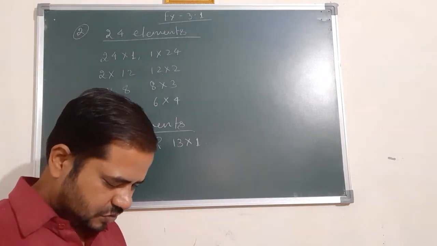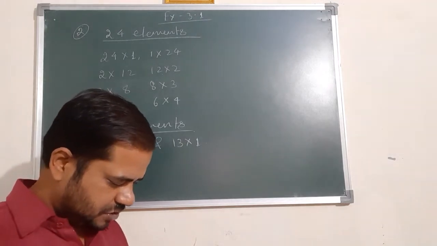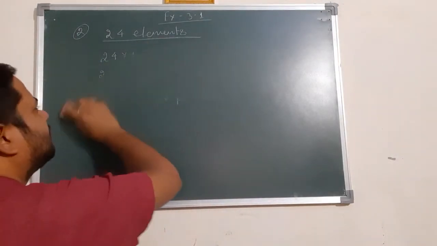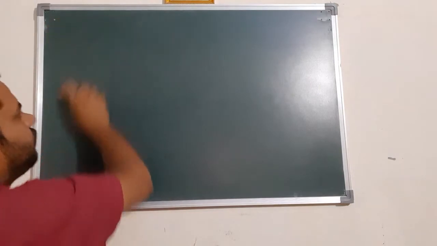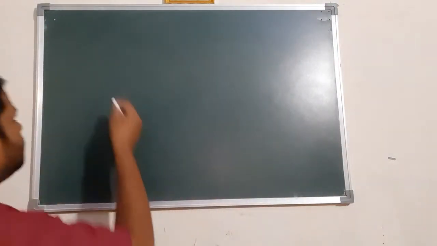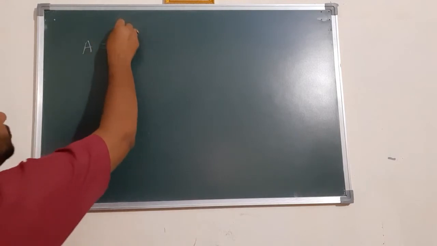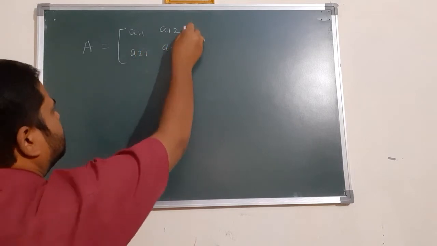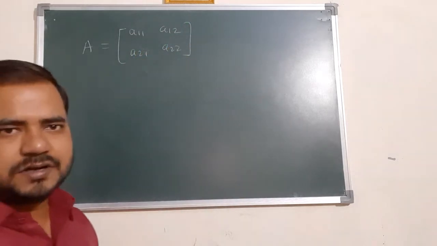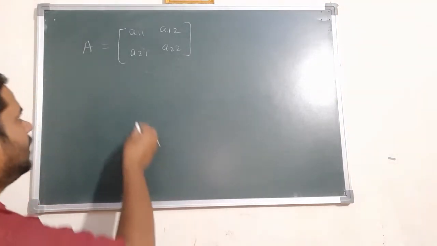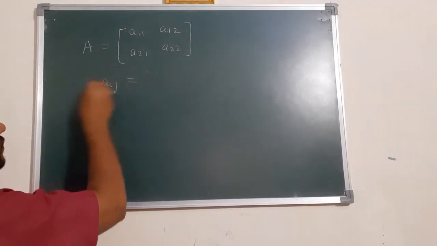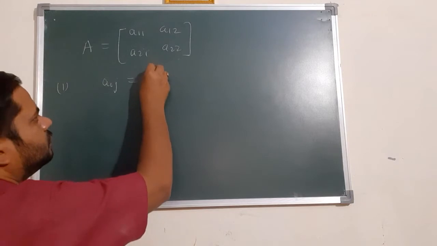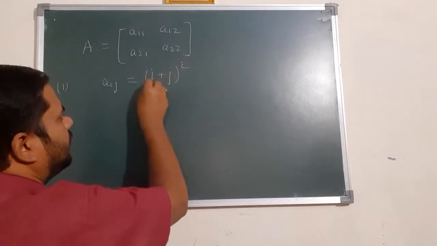Now question number 4: construct a 2 cross 2 matrix A equal to Aij whose elements are given by this. So first question I have to solve, and then after you can find. In the first part, we have to construct a 2 cross 2 matrix, that is, there are 4 elements: A11, A12, A21 and A22. This is the matrix A which we have to construct. And Aij is given as I plus j whole square by 2.